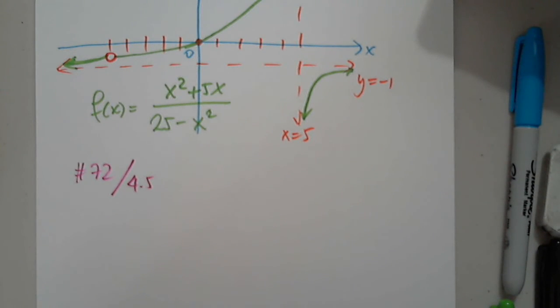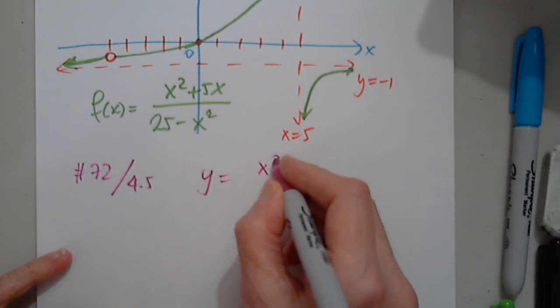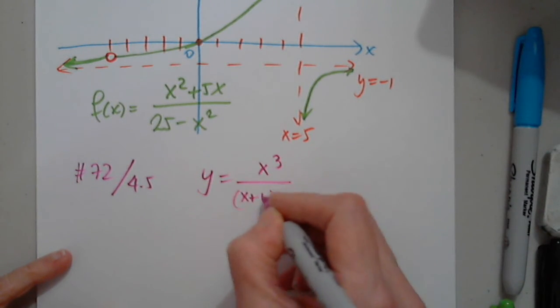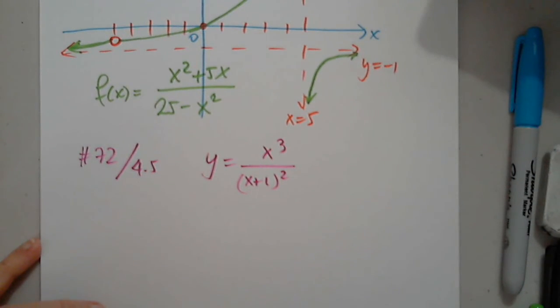72. This one, what are we asked? Just find the, oh, use the, okay, so the whole thing, including the slant asymptote. Very good. So we have y equals x to the third over x plus 1 squared.